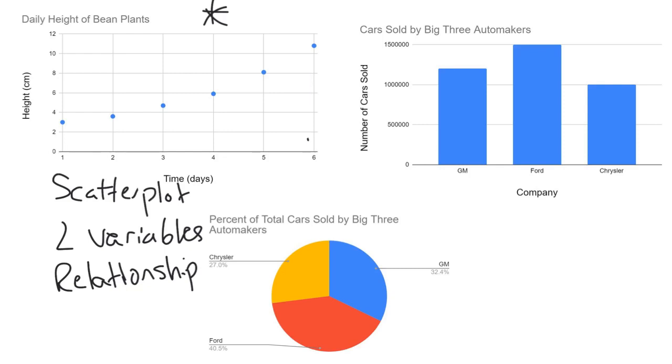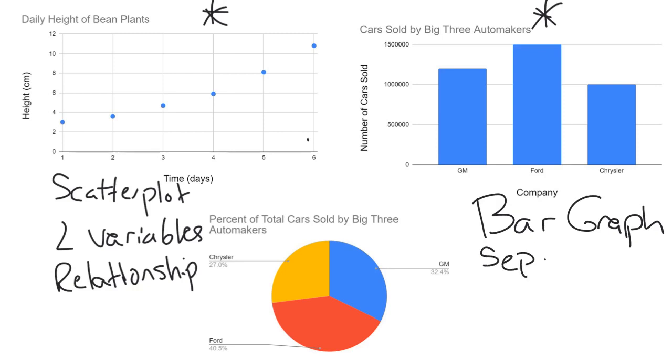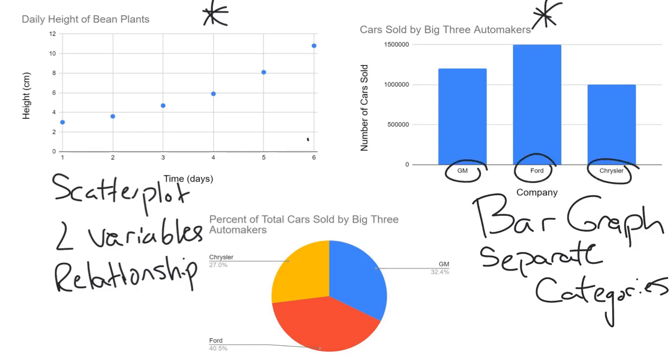Now we have our graph over here, and this is called a bar graph. And we're going to use this when there's two variables, but we have separate categories on our independent variable. And so as you see down here, we have the type of company. We have GM, Ford, and Chrysler.